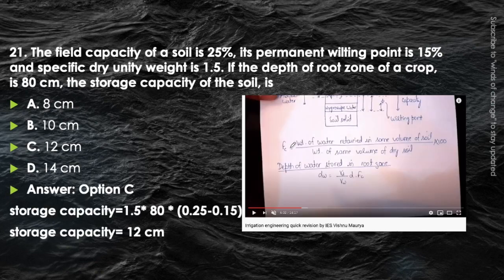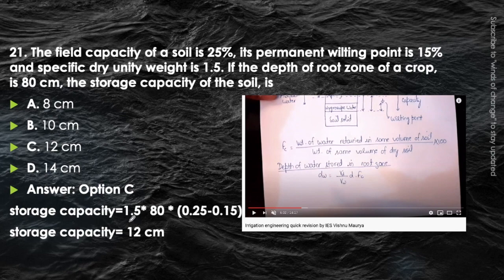I'm going to solve it here. Field capacity, first of all, is the weight of water retained in some volume of soil upon the weight of the same volume of dry soil, into 100. Now the depth of the water stored in the root zone, which is being asked here, can be obtained by the specific dry unit weight, that is gamma d upon gamma w, into root zone depth into field capacity, or it can be written as field capacity minus permanent wilting point if the permanent wilting point value is provided. It is explained very well in the video of irrigation engineering quick revision. You can find it out. I have provided the link in the description box. It is present on this channel only.